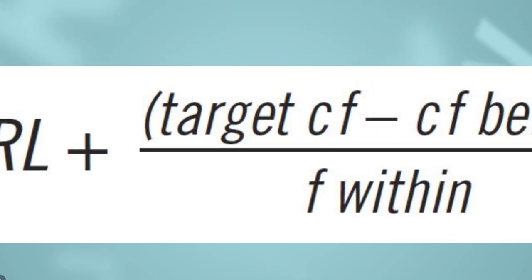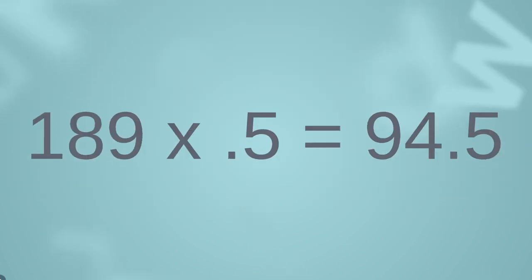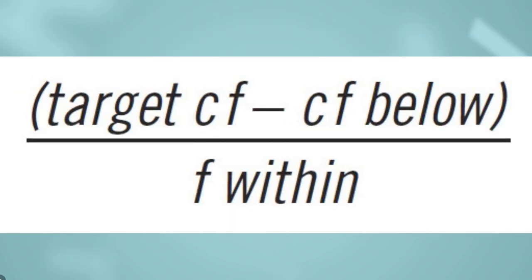Target CF in the formula is always found by multiplying the number of subjects, or capital N, times 50%, or 0.50. So if you have 189 subjects, target CF will be 189 times 0.5, or 94.5. CF below is the number of subjects below the target CF. That is, how many subjects had values or scores from 0 to 94.5. F within is how many subjects had a value or score between 94.5 and 95.5, or, if the data are whole numbers, how many subjects had a score of 95.